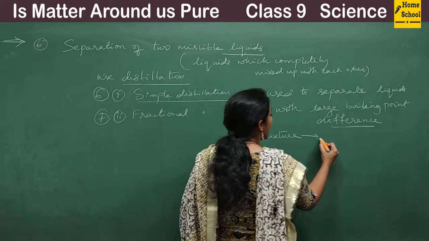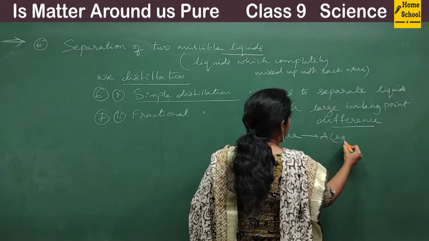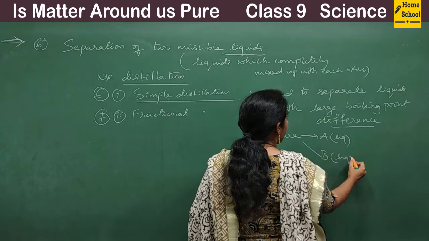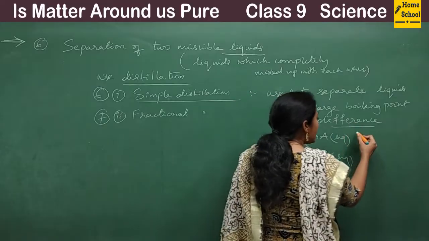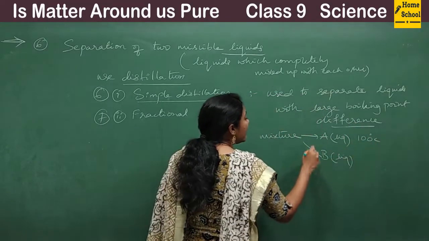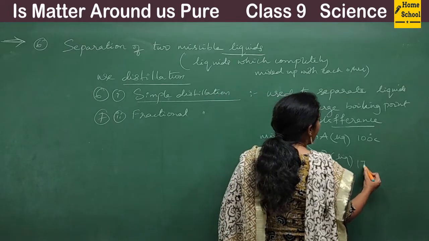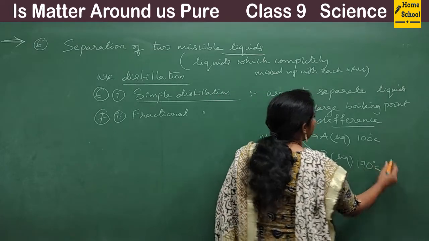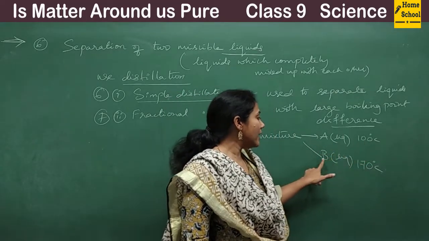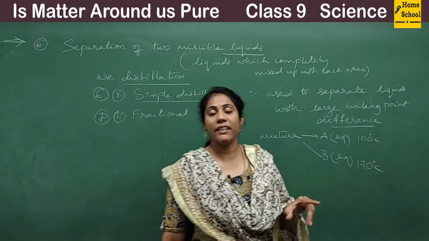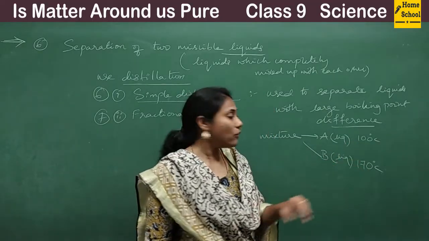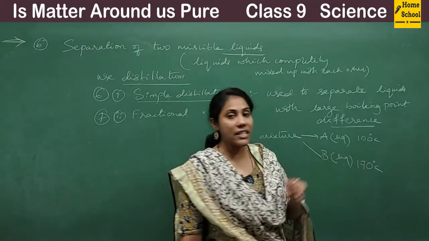So this mixture contained liquid A and it also had liquid B. Liquid A's boiling point is, say, around 100 degrees centigrade and liquid B's boiling point is around 170 degrees centigrade. So there is a large difference in the boiling points, right? What is the difference between 100 and 170?